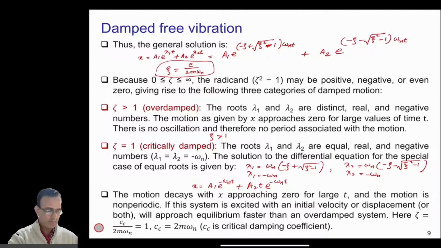So zeta is equal to Cc divided by 2m omega n, equal to 1. Cc means that the system is critically damped. So this viscous damping coefficient we are just representing by Cc here. Then zeta is equal to C divided by 2m omega n, which is equal to 1, so Cc will become equal to 2m omega n, and Cc here is called the critical damping coefficient.